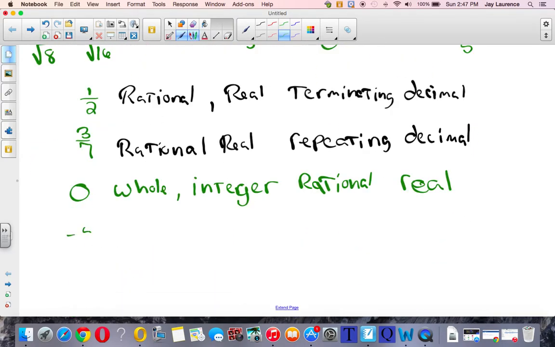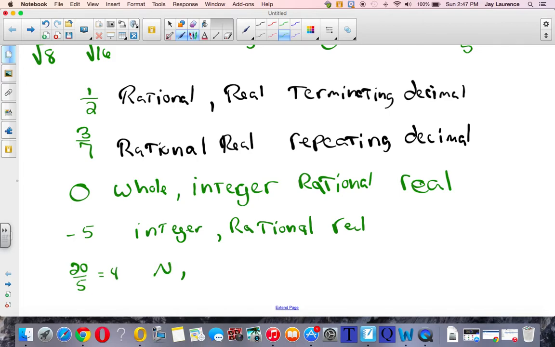-5. That one's easy because it's an integer. It's rational. No, yeah, that's right. Thought I made a mistake. And it's also real. You could think about it as a terminating decimal, but we usually don't. Okay, now 25ths simplifies, doesn't it? Down to 4. So that means it's natural, it's whole, it's integer, it's rational, and it's real.